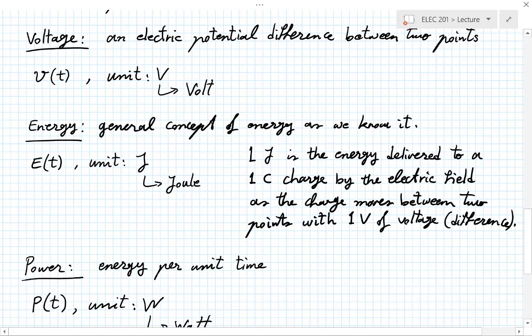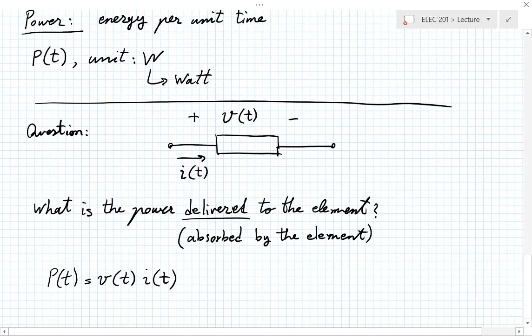So if I have now 2 coulombs of charge going through, how much energy would it represent? 2 joules. If I had 3 coulombs, it would be 3 joules. What if the voltage was double? If I had 2 volts difference and 3 coulombs going through, that's 6 joules. So it's really, the energy is V times Q.